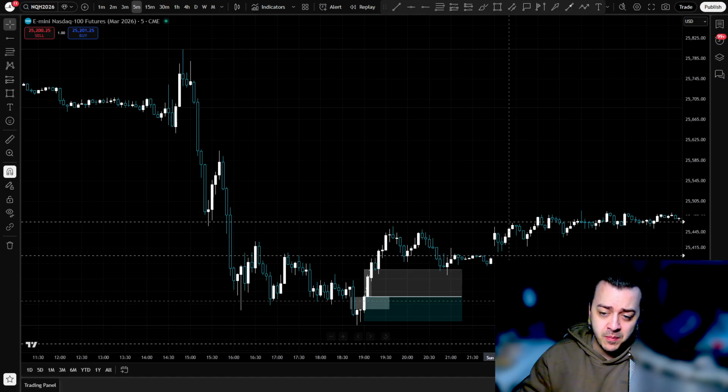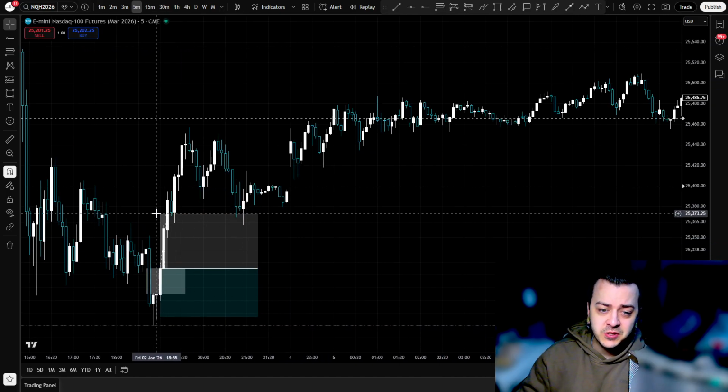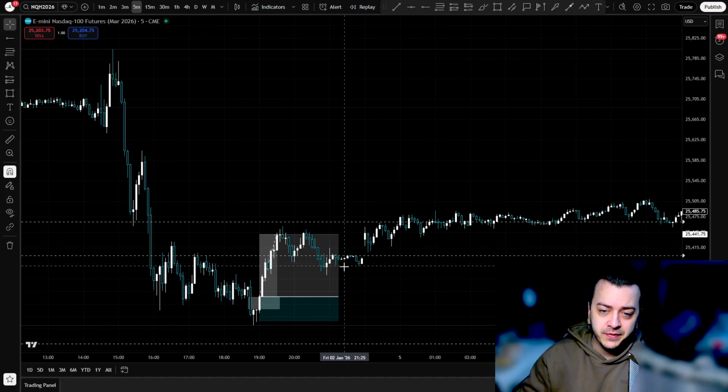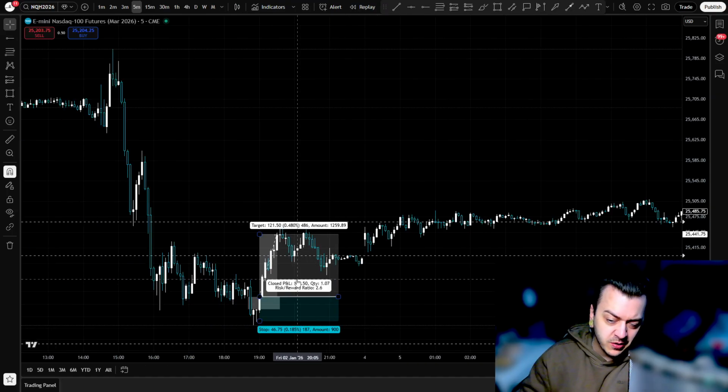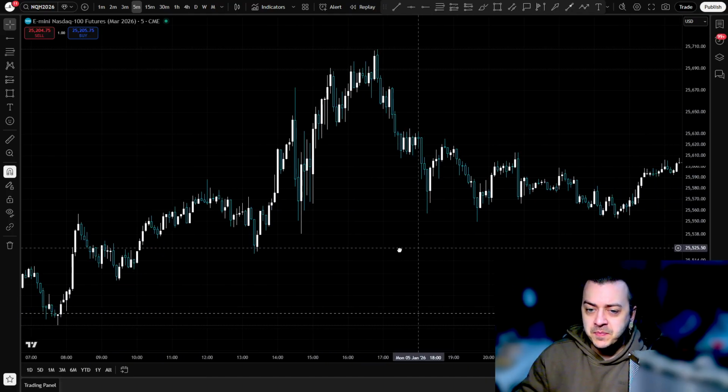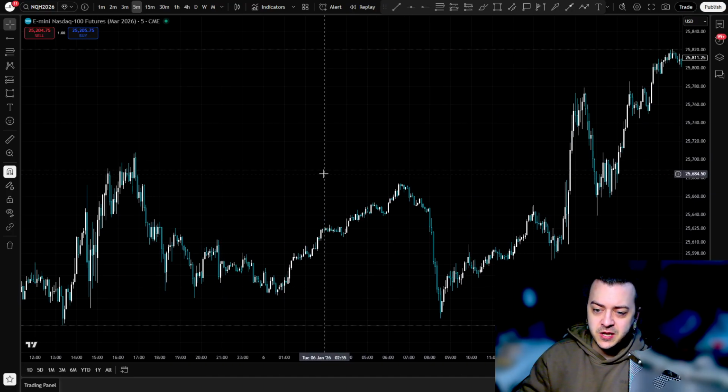I could only take this with 1 micro because of the size, but I just trailed my stop loss up to around a 2 to 1 on that one, so it was about $100, $200, $300 profit on that one. Just thinking about all the trades that I took recently, there were so many good ones.